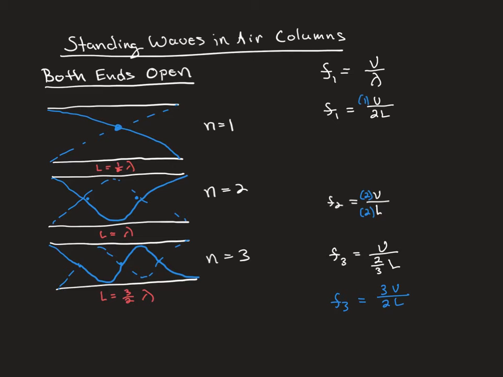We get a 3/2. So I can rewrite this as a generic equation by saying that the frequency is equal to the harmonic number times the speed divided by 2 times L, where n can equal 1, 2, 3, etc. So any positive integer number.